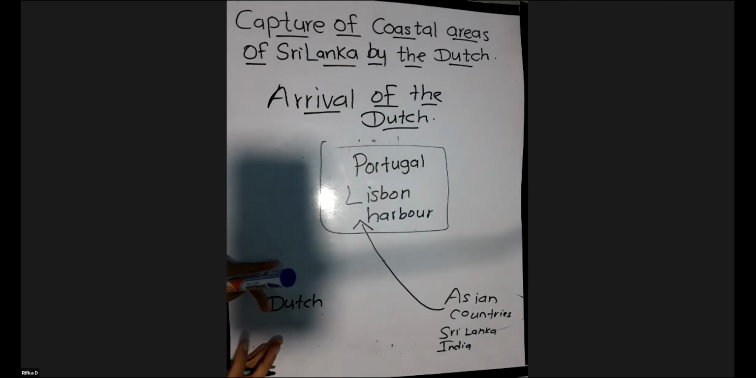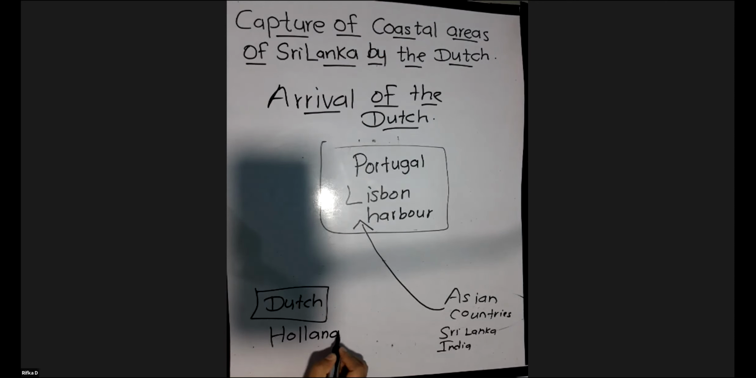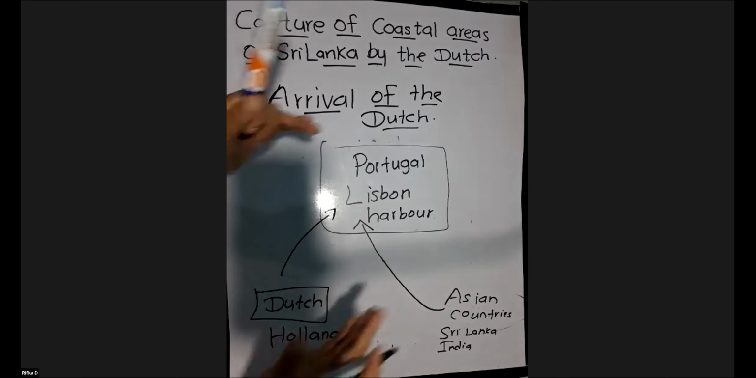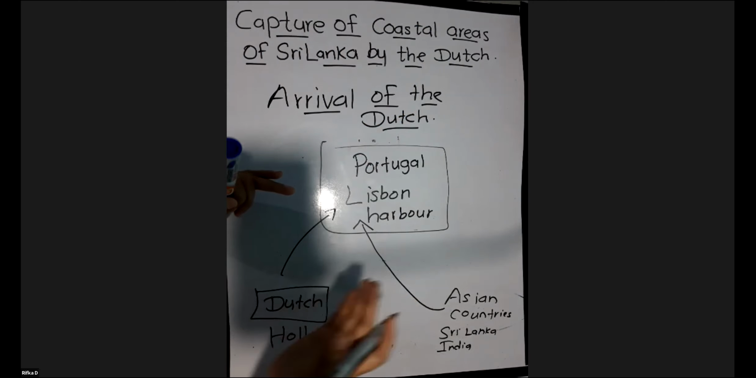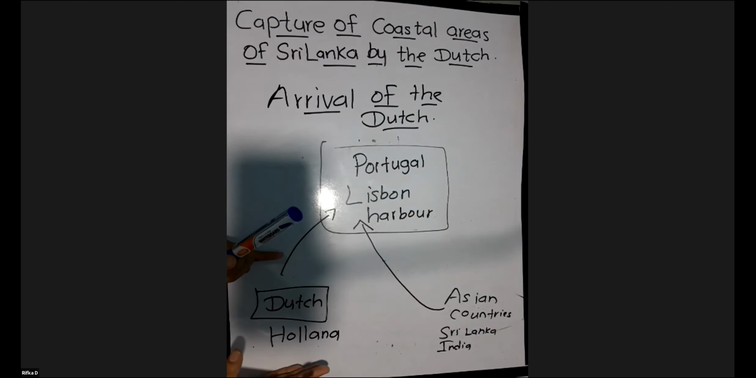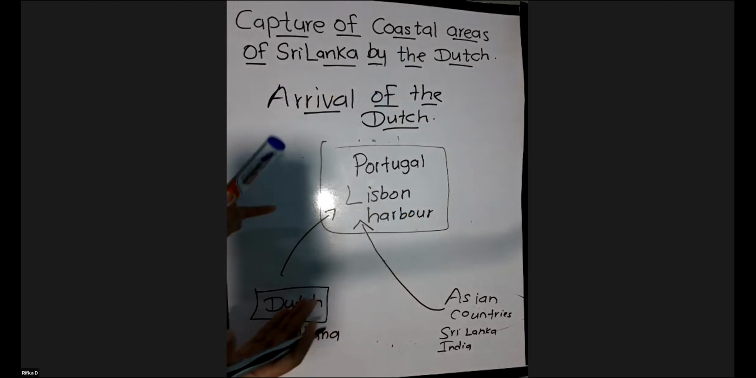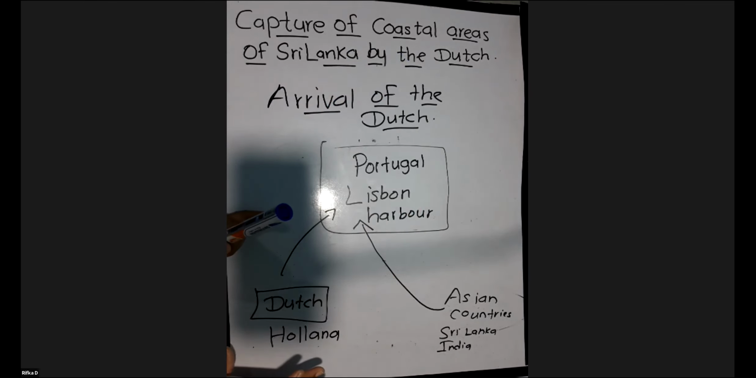What is the nation of the Dutch, children? The people who live in which country do we call the Dutch? Very good, Zainab, Holland. They come to the Lisbon Harbor, collect the commodities and take them back to Holland. Until then, there was no need for the Dutch to search for the Asian countries, because they were getting whatever goods they needed.